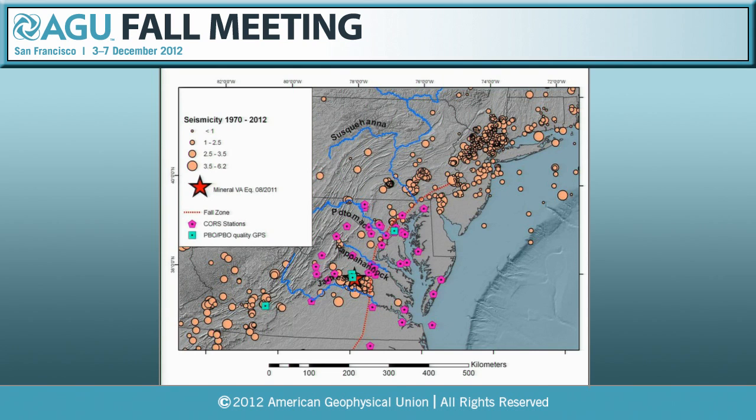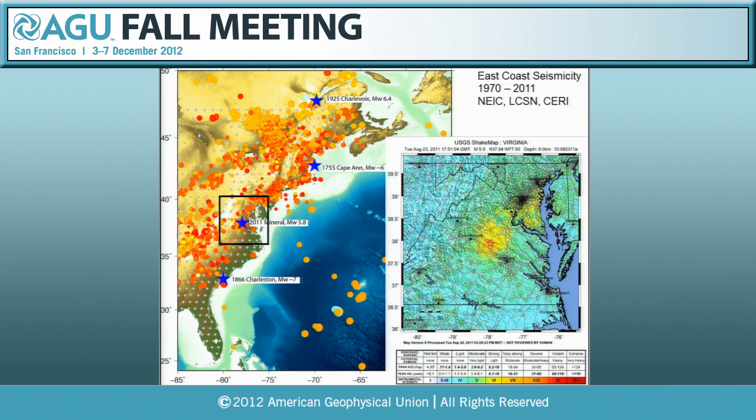This last earthquake in Mineral, Virginia is no exception, and in this puzzling scenario, it is in fact one of the most widely felt earthquakes in history, at least since the USGS started monitoring.